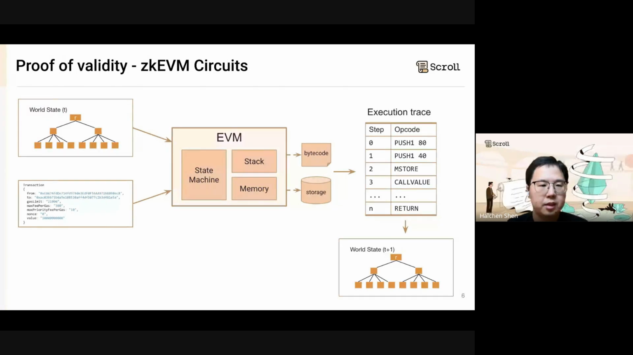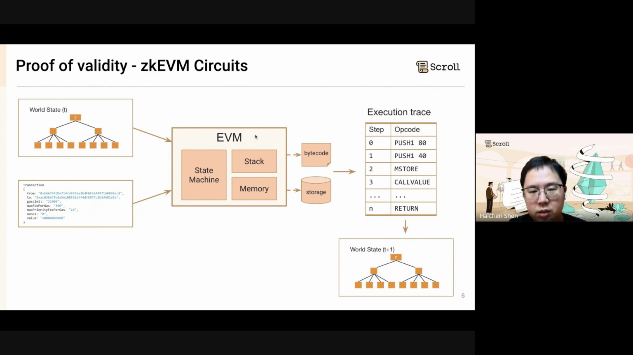To be more specific, this is the state root. Once you give the state root, it determines a state tree, which includes all of the accounts and the contract storage. You give a few transactions to this Ethereum Virtual Machine. It has a state machine inside that processes opcode by opcode. It also has some transient memory, including the memory and the stack. It can also read the bytecode, which is the smart contract you're going to run. And it has access to the storage, which is determined by the state root here.